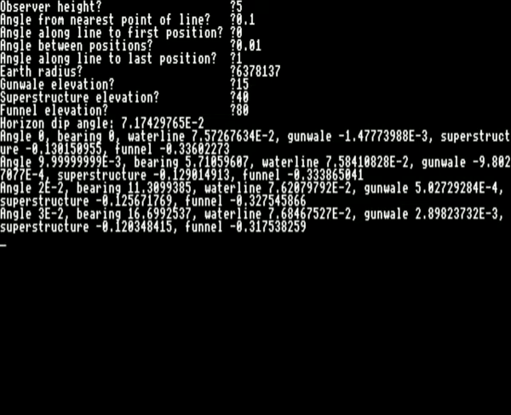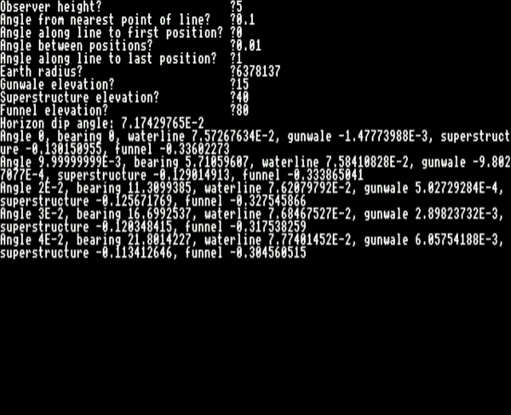Dip angle to the waterline is more than the dip angle to the horizon, and it's increasing. Even in the very first step, it's increasing. Which tells you, even without having the distances on screen, that even that close, that ship was already over the horizon. You've got a while to wait for the gunnels, though.